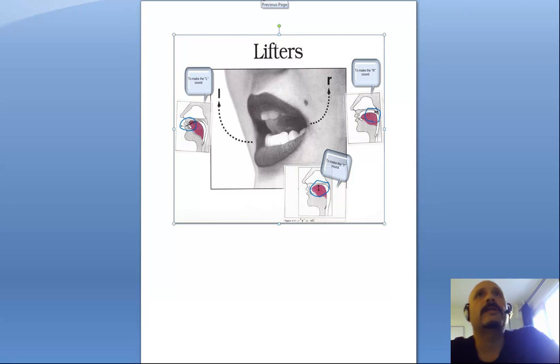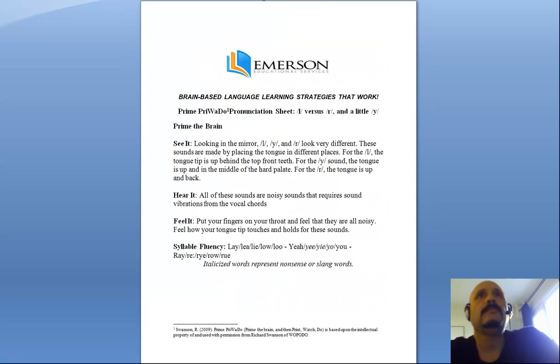Okay, go to page 1. Pronunciation sheet. L versus R and a little Y. So prime the brain. See it. Looking in the mirror, L, Y, and R look very different. These sounds are made by placing the tongue in different places.